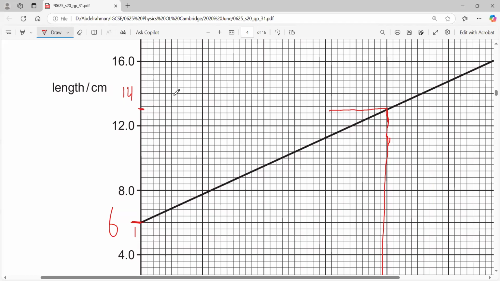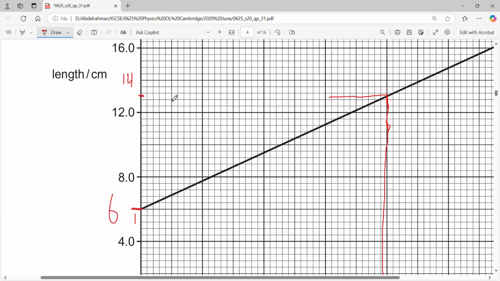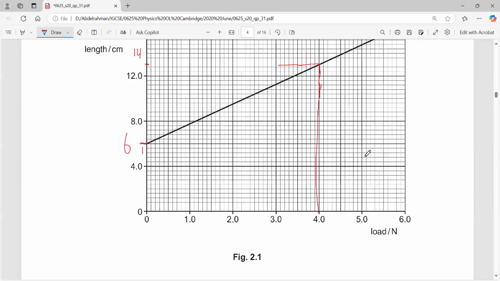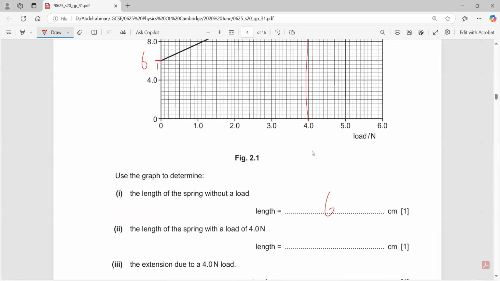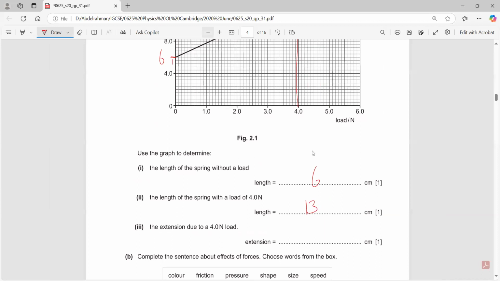But for this question, it's between 12 and 14, so it is actually 13. So the answer, the length is now 13. If you add 4 newtons, the length would be 13 centimeters.